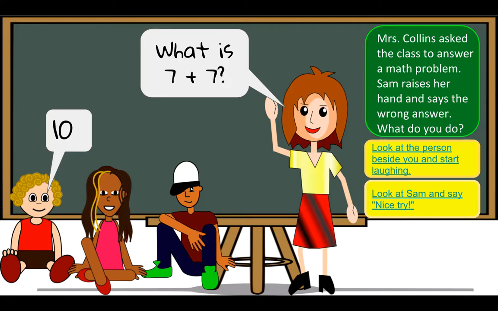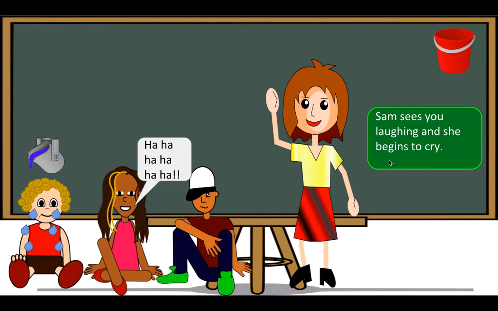This situation is a common one in the classroom, where the teacher asks a math problem and a student raises their hand and says the wrong answer. So what would you do? Two choices: look at the person beside you and start laughing, or look at Sam and say, nice try. If you look at the person beside you and start laughing, it's going to take you to this slide. And Sam sees you laughing and she begins to cry, and you can see that that is dipping her bucket. So your choice dipped her bucket. So maybe we want to go back.